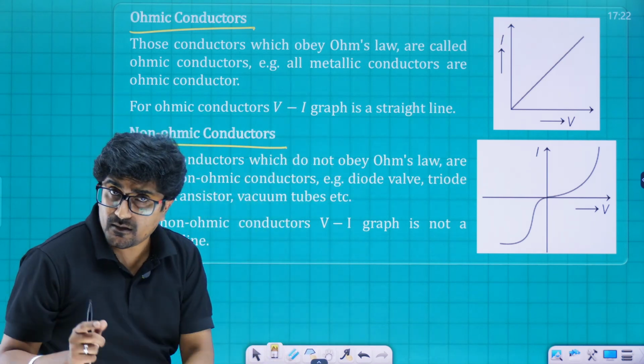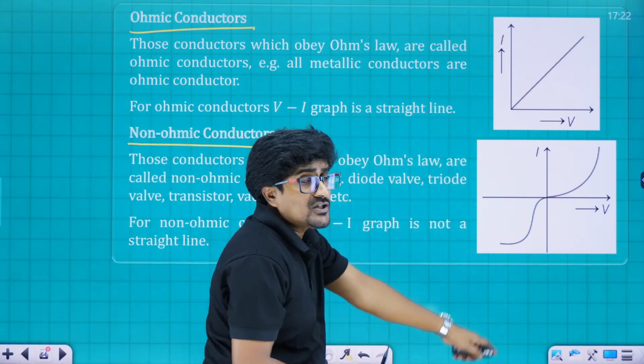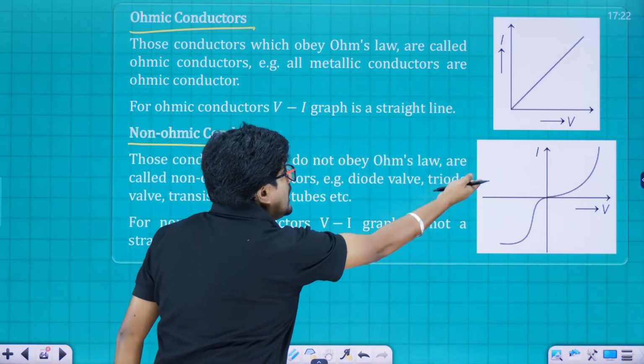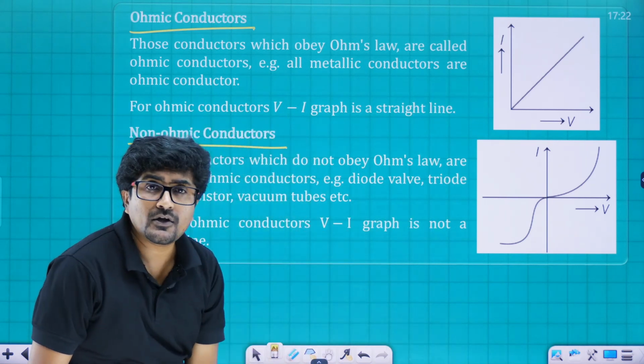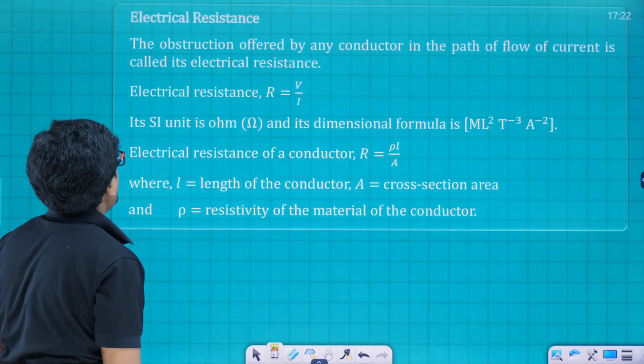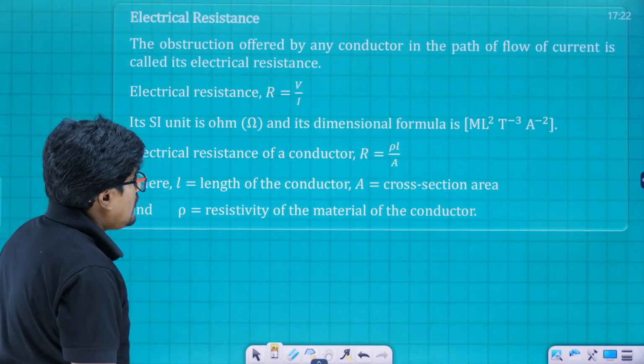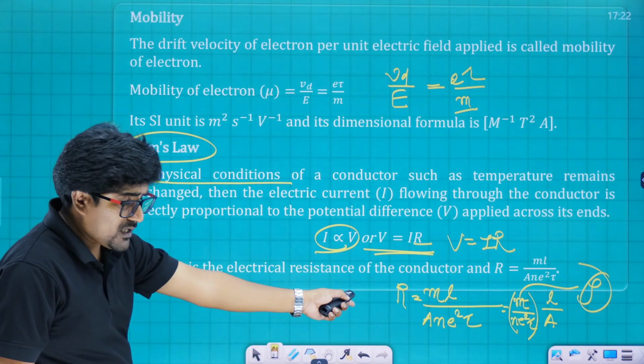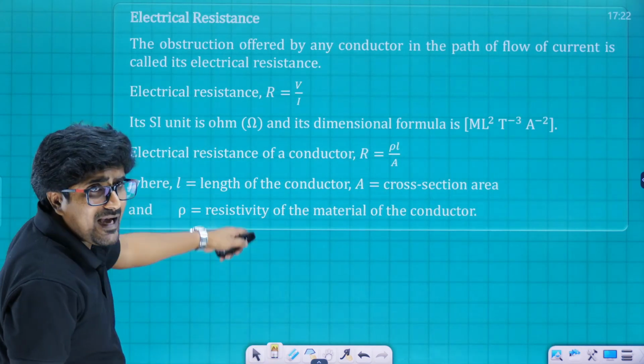For any ohmic conductor, the IV relation is going to be a straight line, and for a non-ohmic conductor, it's never going to be a straight line, and here you have got such an example. And next is electric resistance. We just had a discussion of the same over here. The same thing is appearing here as well.